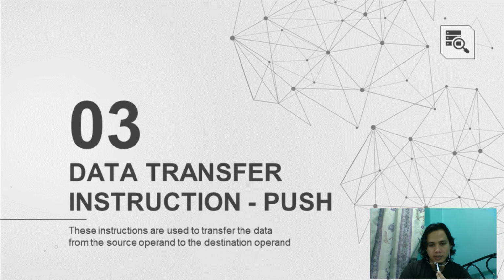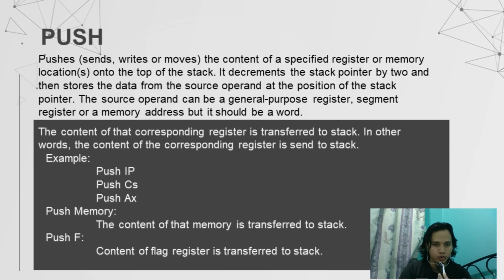Next, for the third part, the data transfer instruction with the code PUSH. The PUSH instruction pushes data onto the stack. PUSH sends, writes or moves the content of a specified register or memory location onto the top of the stack. It decrements the stack pointer by 2 and then stores the data from the source operand at the position of the stack pointer. The source operand can be a general purpose register, segment register or a memory address, but it should be a word. Then the content of the corresponding register is transferred to the stack.